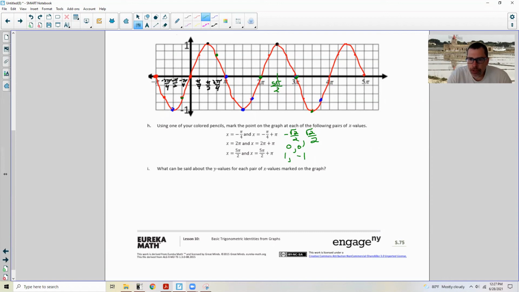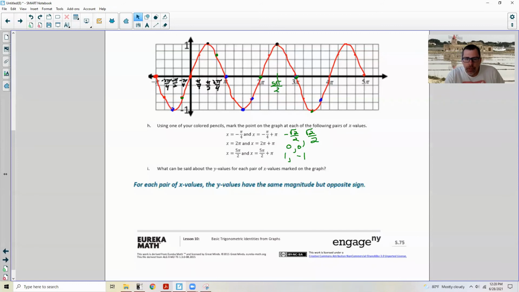Now it says, what can be said about the y values for each pair of x values marked on the graph? For each pair of x values, the y values have the same magnitude but opposite sign. What is magnitude? Magnitude is the vertical distance from the x-axis. This has a magnitude of 1. This has a magnitude of 1 in the negative direction, for example.